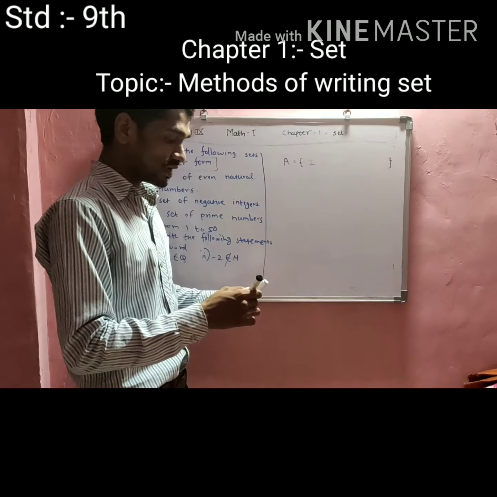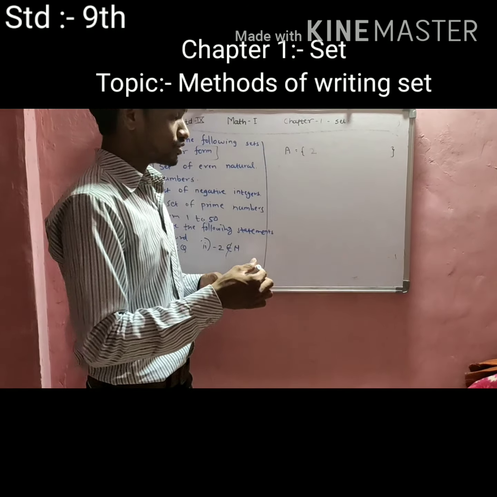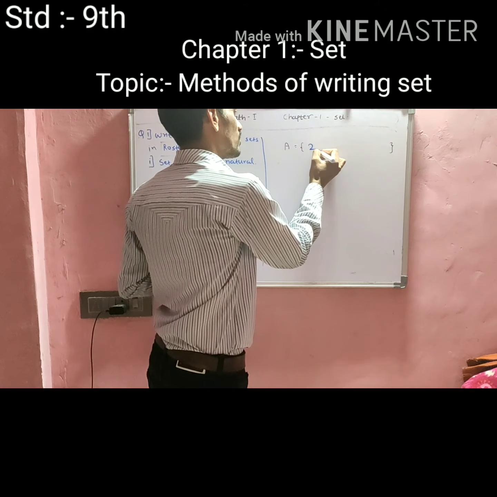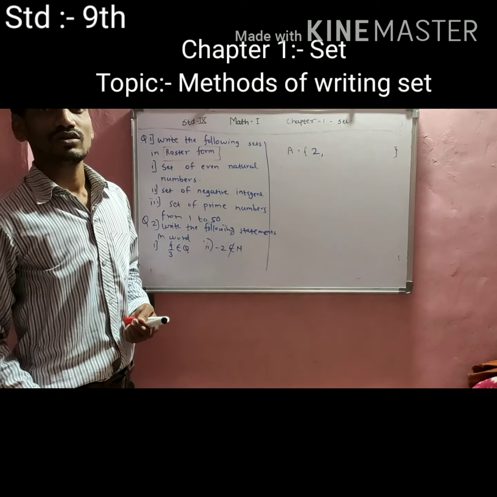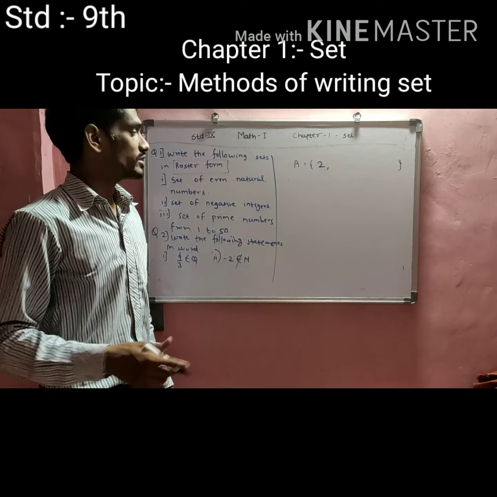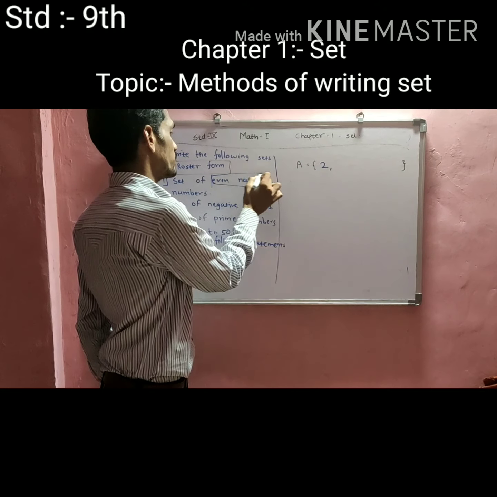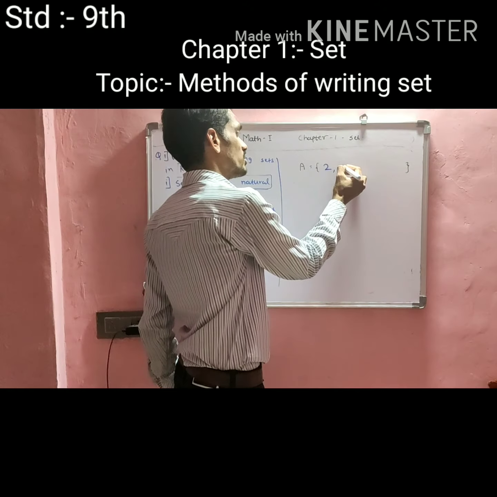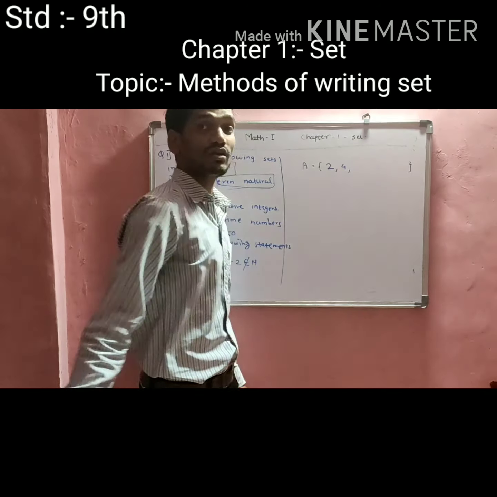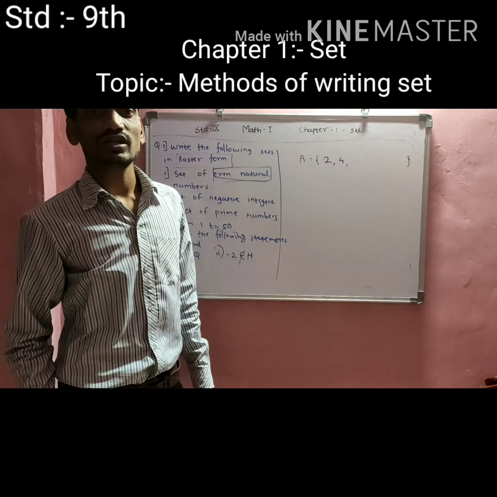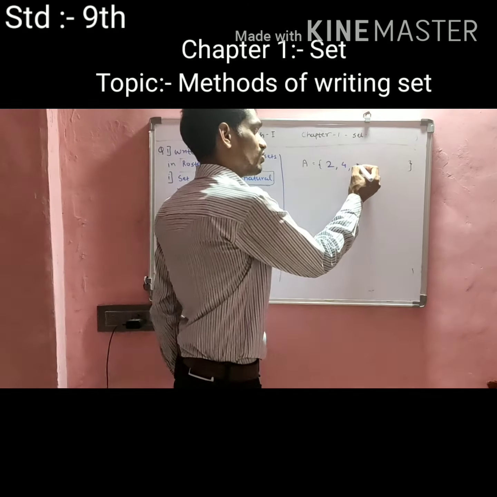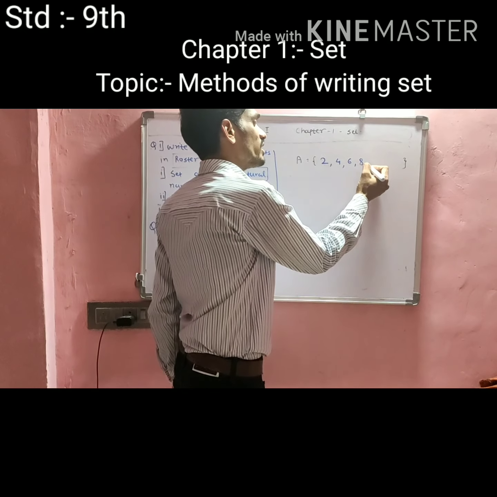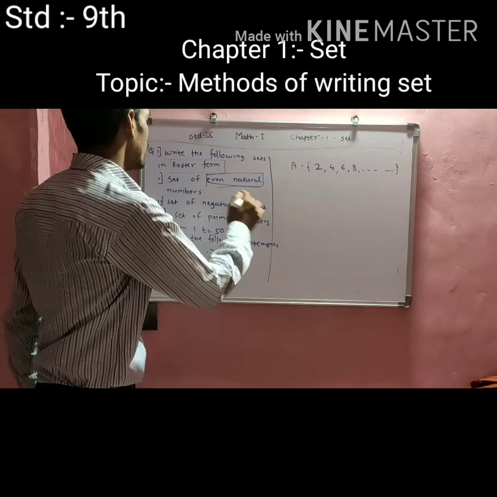So our first even natural number is what? 2. What about the next, students? We want even natural numbers. So the first even natural number is 2. After that, 4. After that, 6. So 2, 4, 6, and after that 8, like that. So this is my first answer.